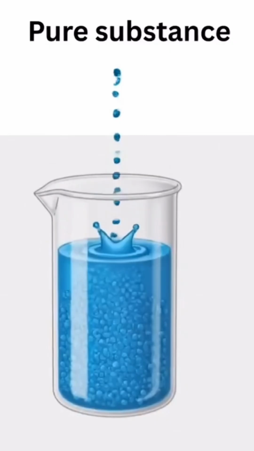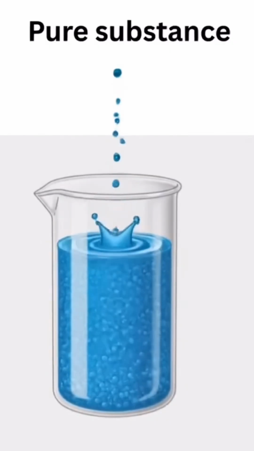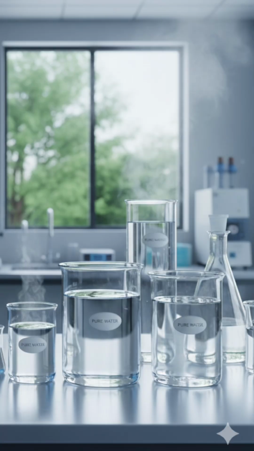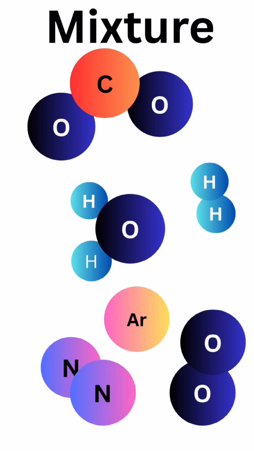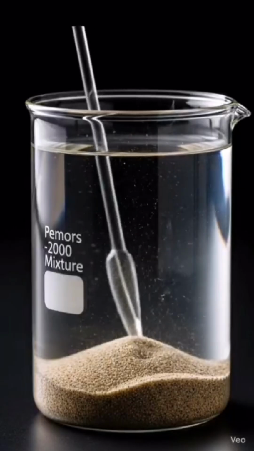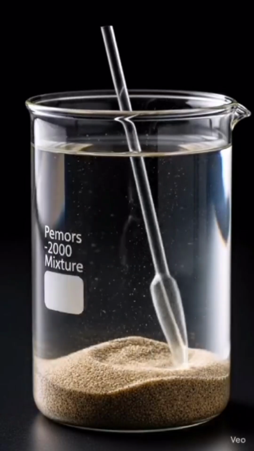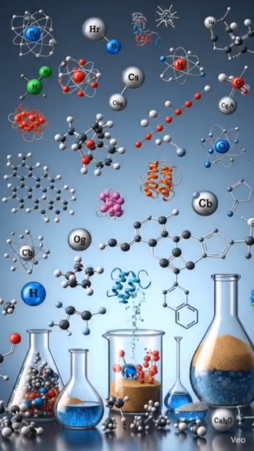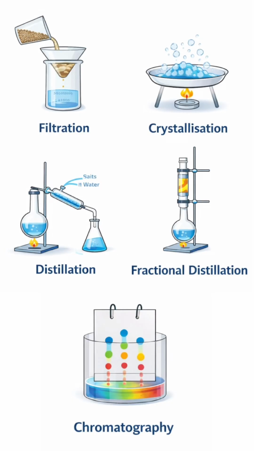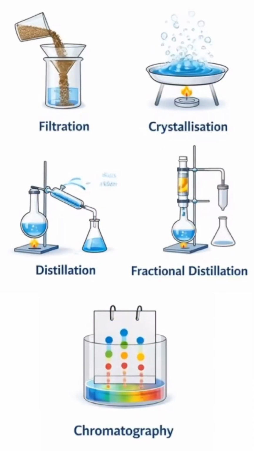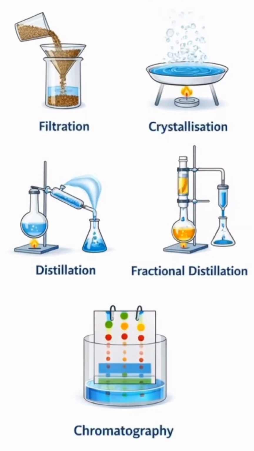In chemistry, a pure substance is something very specific. It contains only one element, like oxygen, or only one compound, like pure water. A mixture, on the other hand, contains 2 or more elements or compounds that are not chemically combined. In a mixture, each substance keeps its own properties. Nothing new is formed. Mixtures are not chemically joined. They can be separated using physical processes. These processes do not involve chemical reactions. They simply separate substances that are already there.